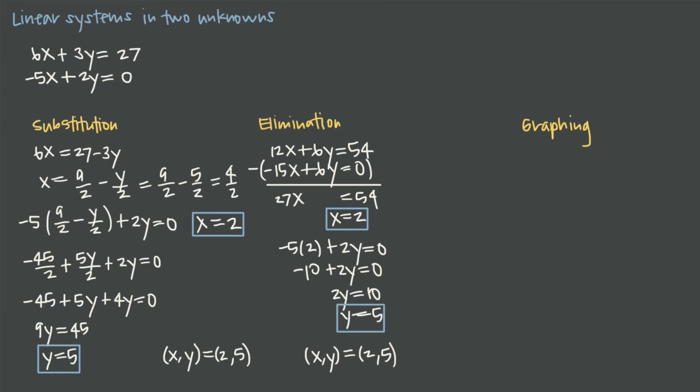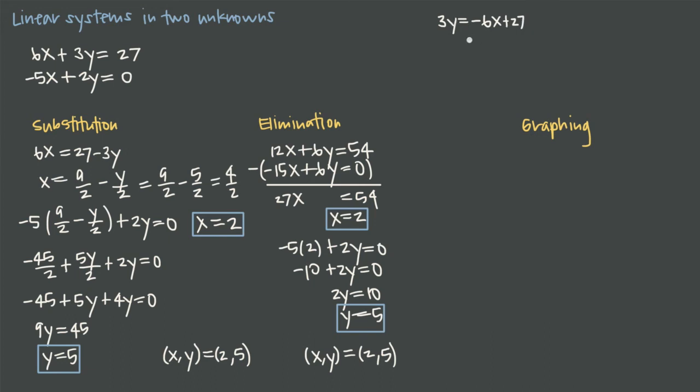And then the final method that we want to use is graphing. A simple way to graph any linear equation is to put it in slope-intercept form, which means that we'll solve it for y. So let's take this first equation, 6x plus 3y equals 27. Let's subtract 6x from both sides. So when we do that, we'll get 3y is equal to negative 6x plus 27.